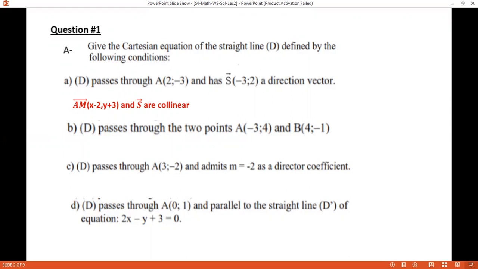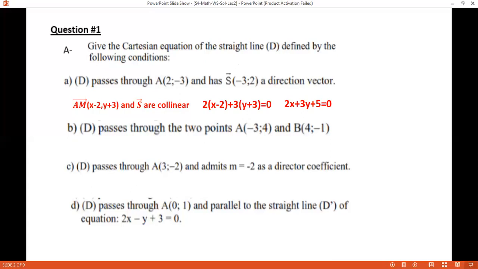I only have one point that belongs to the straight line D, so I'm going to create a point M. It has coordinates x and y. And now I'm going to have the vector AM and the vector S. They are collinear, so we apply the rule of the determinant that says xy prime minus x prime y is equal to 0. So after doing this, we're going to get this equation, which is 2x plus 3y plus 5 equal to 0. So keep in mind, you should have two vectors. One of them is the directing vector, and the other belongs to the straight line.